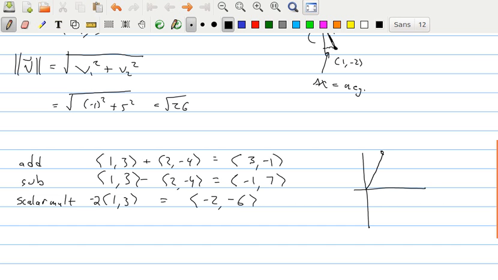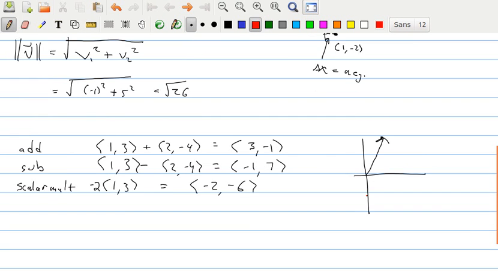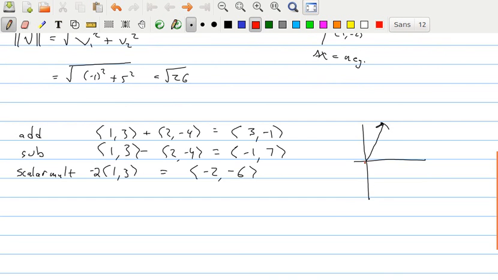This is our initial vector. And then we stretched this out to twice its original length, and because of that negative sign we flipped it in the opposite direction. So multiplying this by negative 2 gives us the same direction, although opposite sense. It's pointing the opposite way, and it's twice as long as the original vector. So this is the vector v, and this was negative 2 times v. So those are the basic operations we have between vectors.